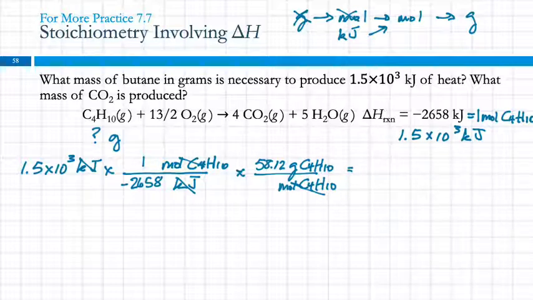And so we type this in: 1.5 EE3 divided by negative 2,658 times 58.12. Oops. And I get negative 32.79 grams. Is that okay? No, we can't have negative mass. What'd we screw up?